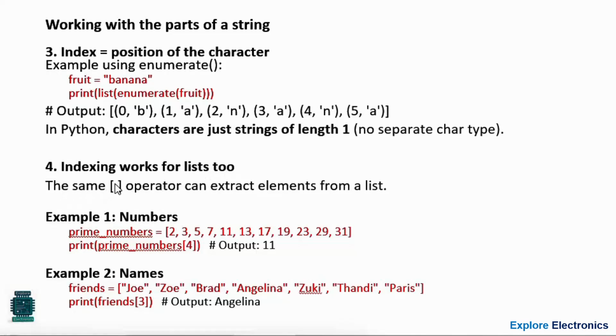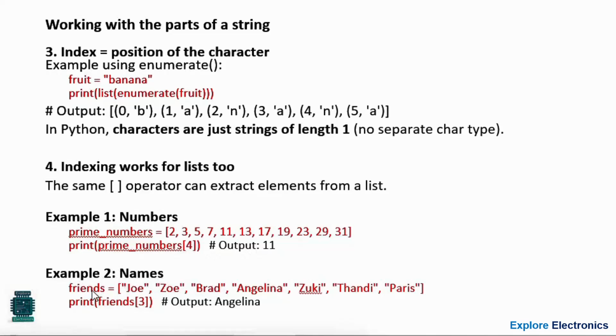Let us see. This operator can extract the elements from a list. We can extract the elements from the list by using this operator. In the first example, I have taken the numbers, that is primes is equal to 2, 3, 5 and so on. I have taken the list of numbers. Print primes 4. I have taken the index here. 4 means I have to start from 0, 1, 2, 3, 4. 11 is the output. See the output. I have got 11 in the output. Very clear? Let us see the next example.